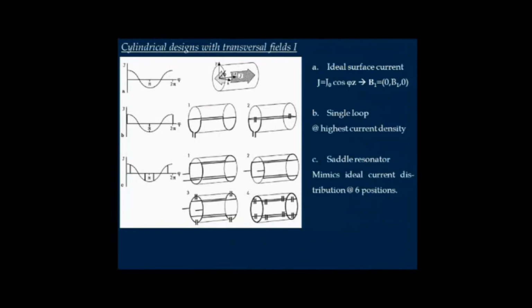An improvement of that is having equal currents at 60 and 120 degrees. So in this case, you mimic the ideal current distribution at 6 positions, and again, you can split those with capacitance to symmetrize the electric field and shorten the total cable length. And you can do that, of course, in parallel or in series.